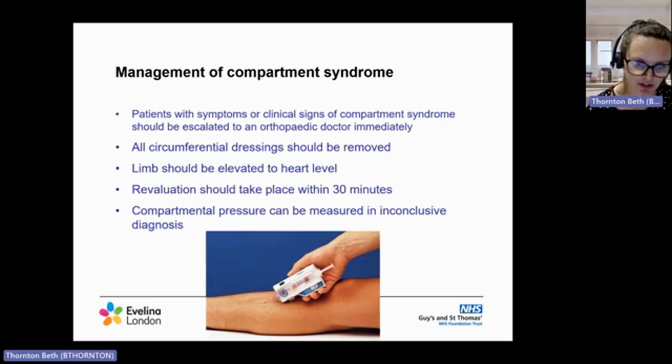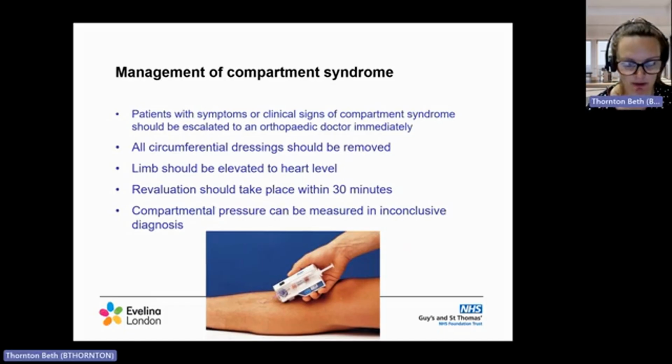All circumferential dressing should be removed. So if you had a patient on skin traction or just with a simple bandage, you would be able to remove that yourself. If it's a patient with a cast, you may need some support from the orthopaedic team or senior nurses in order to remove that. Not all ward nurses have had training to remove casts. The limb should be elevated to heart level if possible. And re-evaluation should take place within 30 minutes.